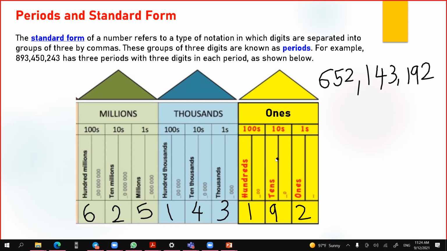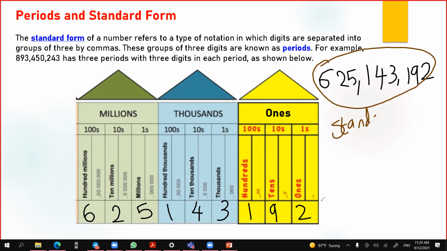Okay, I'm sorry. Now, this is a number. This number here is in a standard form. Okay. Now, let's now read it. Look at me now, what I have to do. I have to say first, I will start from the left.